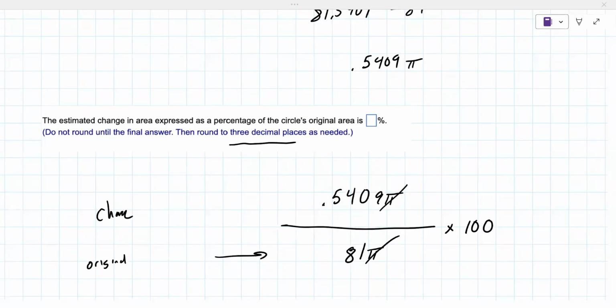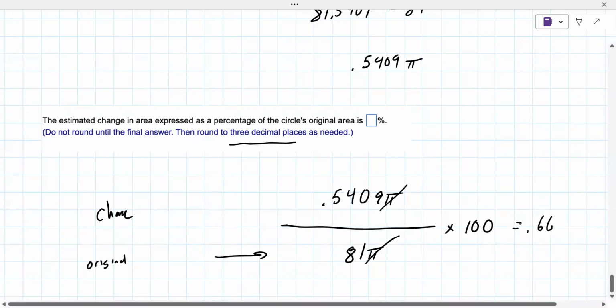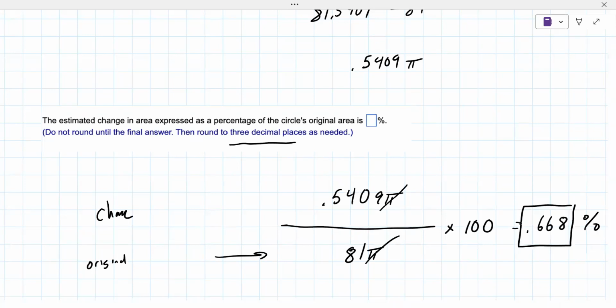In the real world that we live in, nobody likes decimals. They always want percentages. If you don't multiply this problem by 100, it ends up being 0.668%, which is very small as a percentage change. Okay.